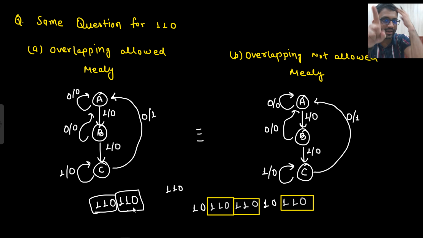Just by looking at the examples, if you write down 1 1 0, you will realize that to detect it again I need 1 1 0 again. So there is no symmetricity. So for overlapping allowed and overlapping not allowed, both cases will be the same.